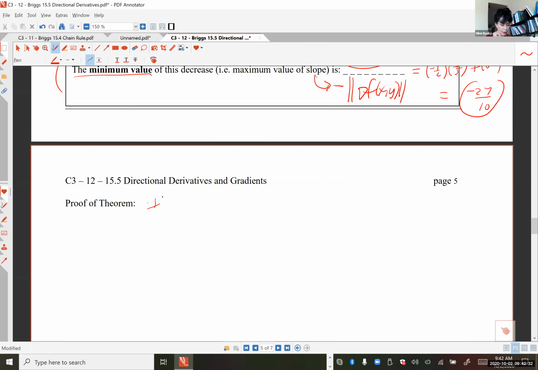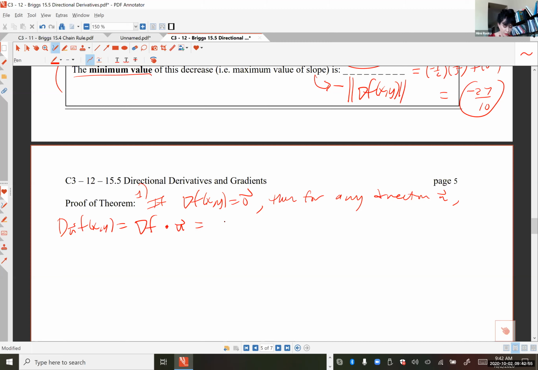So part one is the obvious one, but I'll just say it. If your gradient del F is equal to a zero vector, then for any direction that you want to find your directional derivative, the directional derivative is going to be del F dot product with u, but that's the zero vector dotted with u, which is going to be 0. Okay, so that's fine. Now, for numbers 2 and 3, here's the proof.